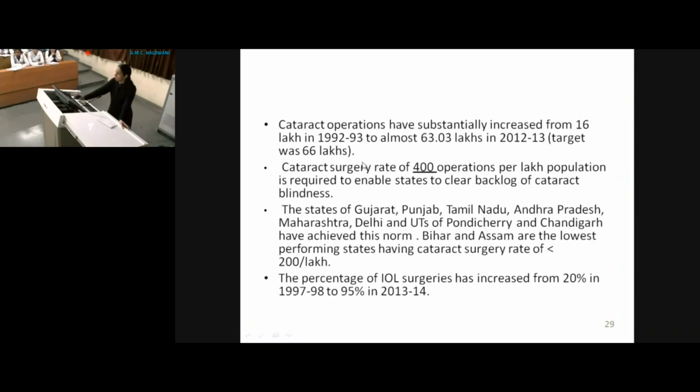So this is the data of the cataract operations done, and we have increased the number of cataract operations from 16 lakh in the year 92-93 to about 63 lakh. To continue this rate, we have to operate 400 cataract surgeries per lakh population to clear the backlog of cataract blindness. The percentage of IOL surgery has also increased from less than 20% to 95%.